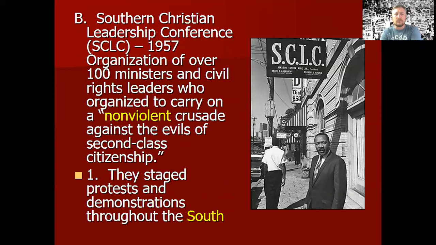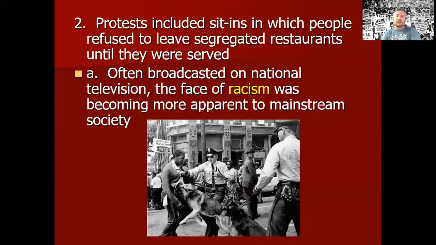Dr. King would go on to lead and join a group called the Southern Christian Leadership Conference in 1957. It was made up of ministers all throughout the South, and their goal was to create this nonviolent crusade against the evils of second-class citizenship. They would stage demonstrations all throughout the South, sit-ins. We'll talk about different types of protests that they took part in, but all across the South, these kind of things are happening. Now, they're learning from each of these sit-ins, each of these protests, and what they're also realizing is the power of the media.